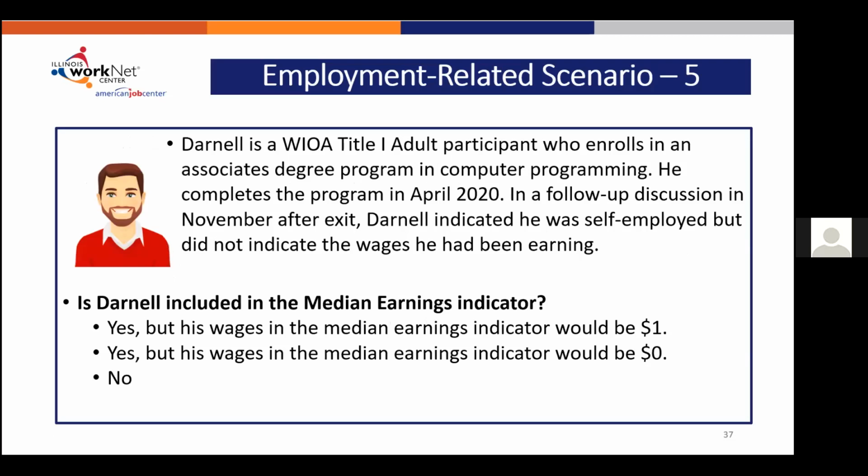Okay, so we have one more employment-related scenario. Mark, I think you probably still have some maintenance going on outside, so I'll go ahead and talk about this scenario. This is about Darnell, and he's a WIOA Title I adult participant who enrolls in an associate's degree program in computer programming. He completes the program in April of 2020. In a follow-up discussion in November after he exited, Darnell indicated he was self-employed, but did not indicate the wages he had been earning. Is Darnell included in the median earnings indicator?